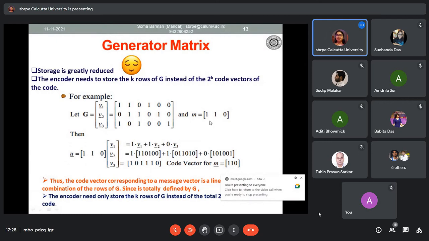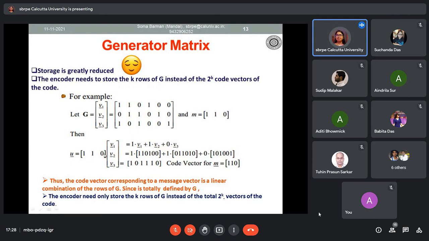So for this message, using this generator matrix, you can generate the code word. We use 1 1 0 multiplied with V1, V2, V3. So 1 is multiplied with V1, the next 1 is multiplied with V2, and 0 is multiplied with V3. So 1 multiplied with V1 means 1 1 0 1 0 0. Next is 1 multiplied with 0 1 1 0 1 0.